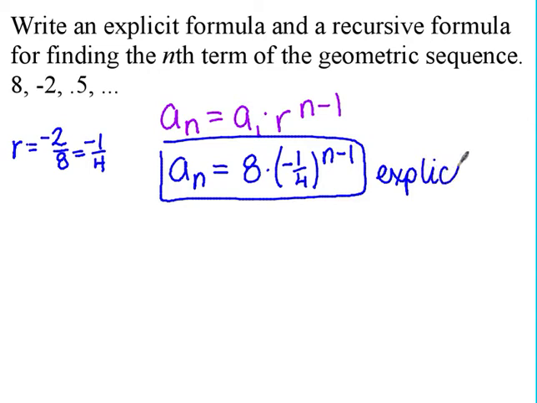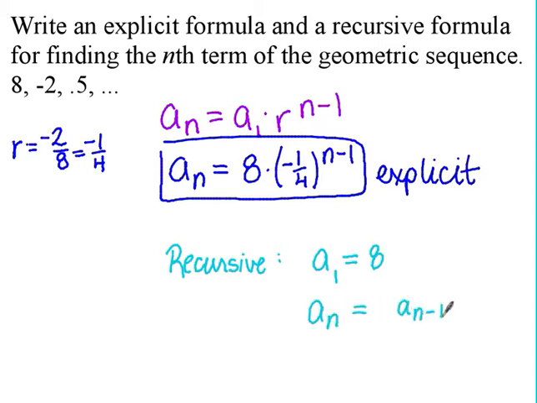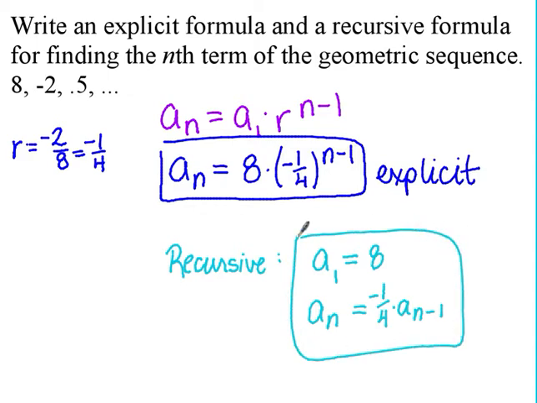Now what I need to do is come up with the recursive formula. If you remember, where do I always start, or what is in every recursive formula? First term. A sub 1 equals 8. My next one is going to be the relationship between a sub n and a sub n minus 1. What's the relationship going to be? Negative 1/4 times a sub n minus 1. That's a subscript n minus 1, and the top one is an exponent.